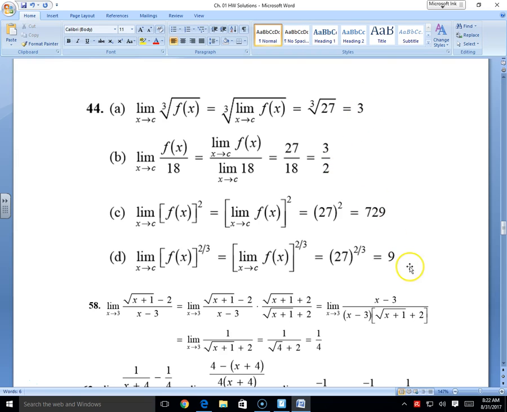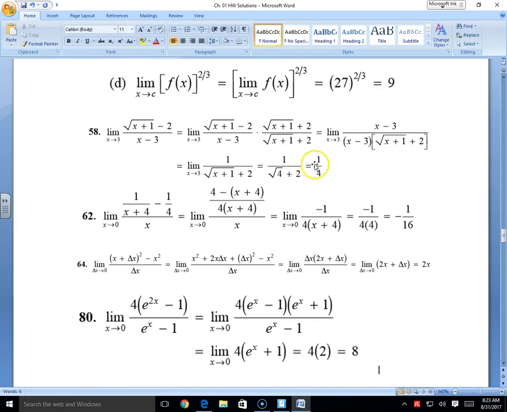3, 3/2, 7, 29, and 9. I gave a little hint to this one. Maybe change 27 to 3 cubed first. The cubes cancel. 3 squared is 9. Anyway. Number 58, multiply by a conjugate, simplify.